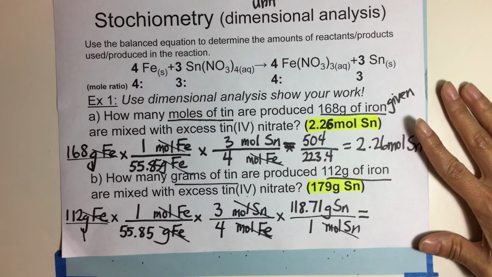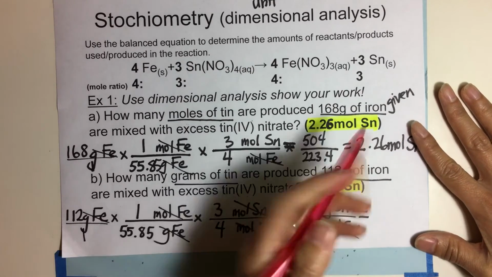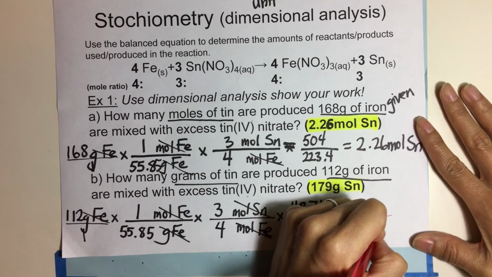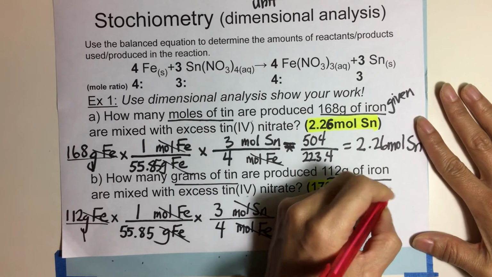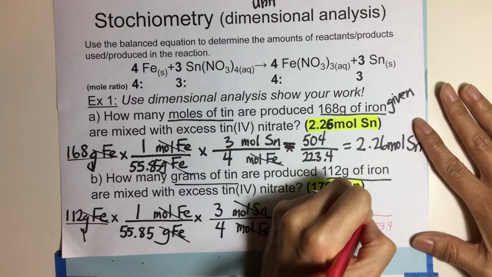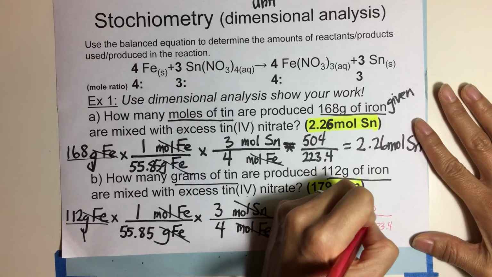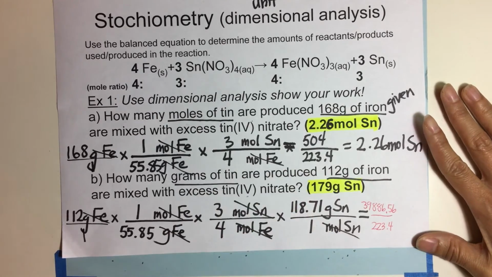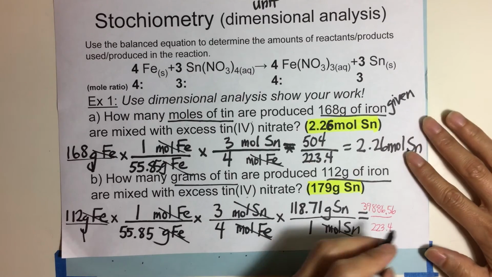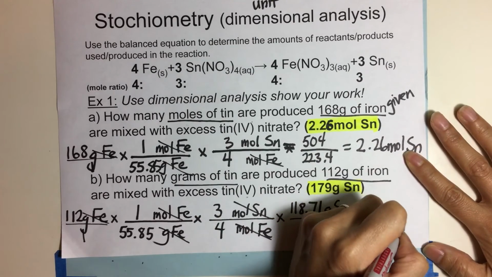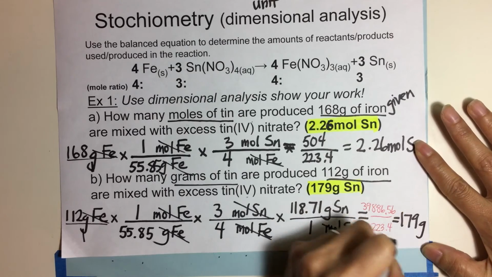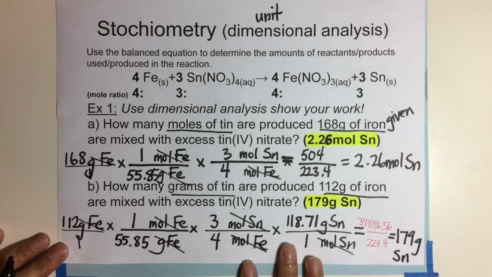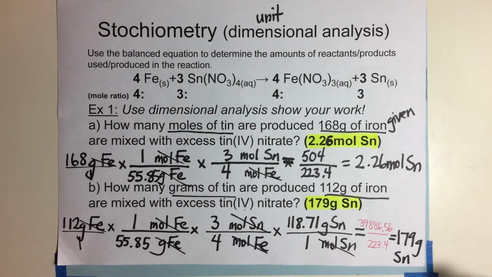I'm going to write it in a smaller pen so that we have room. So you'll get 223.4 on the bottom, and then this really long number, 39,800,886.56 on the top. And when you divide those two numbers, you'll get the answer, which is 179 grams of tin. Okay, so these are the two problems to start.